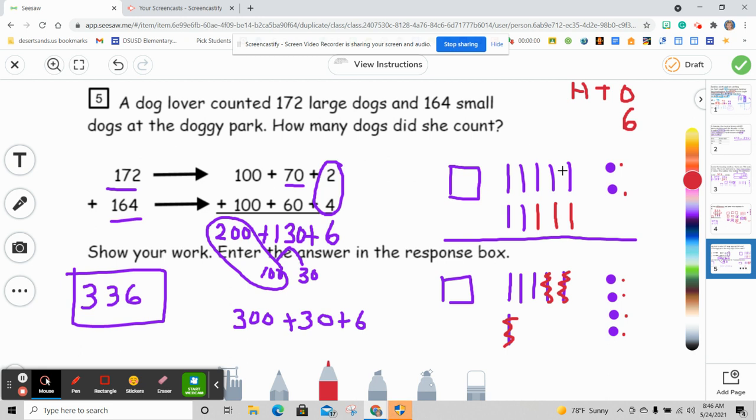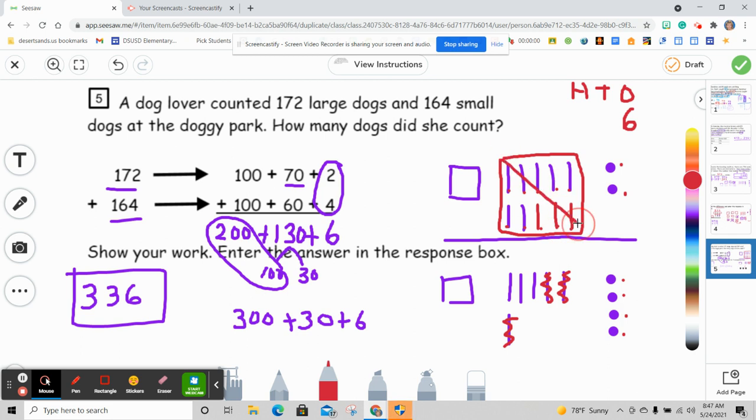In this case, 10 tens. Yes. So I'm going to box it, cross it, and regroup it. Now let's count how many there are. 10, 20, 30, 40, 50, 60, 70, 80, 90, 100. See how 10 tens is 100?